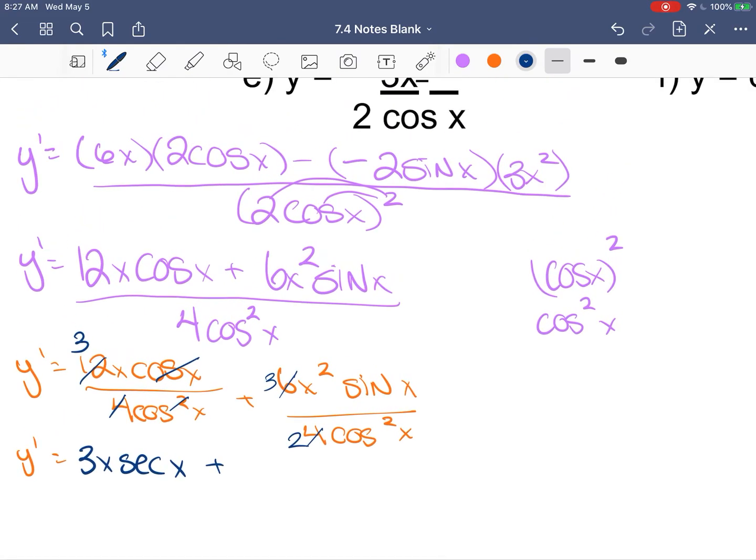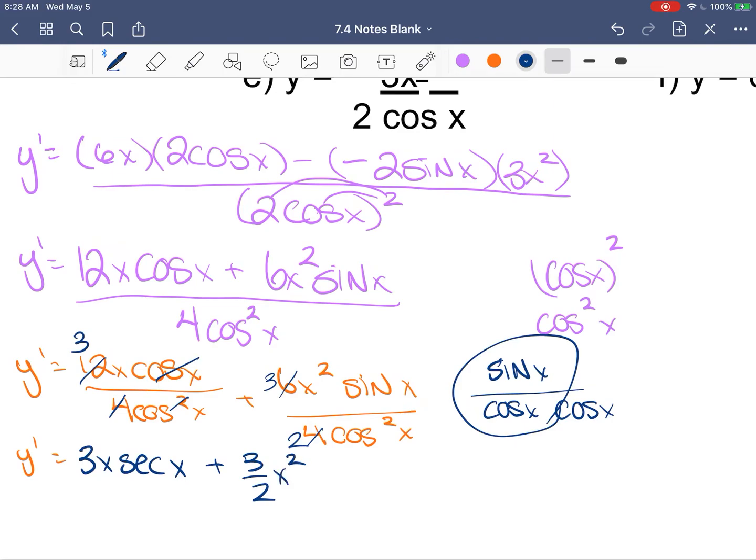So, if we wanted to take it, we'd have sine of x over cos of x, cos of x. Well, sine of x over cos of x, that is tangent, and that also leaves us with a 1 over cos of x. So 3 over 2 x squared. So sine over cos, that is tangent, and 1 over cos is secant.